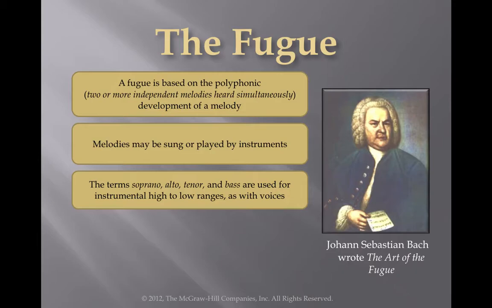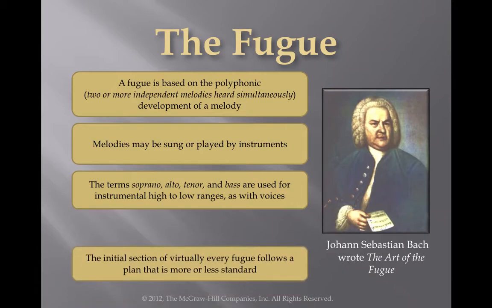And usually these types of pieces involve four voices, four different melodies occurring at the same time. It could be two, it could be three, but generally speaking, there are four voices in a fugue, and usually those four voices are described as soprano, alto, tenor, and bass melodies.